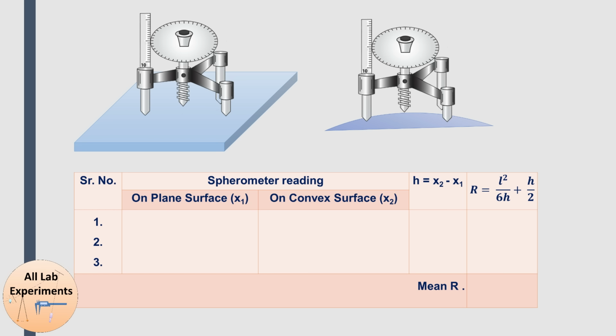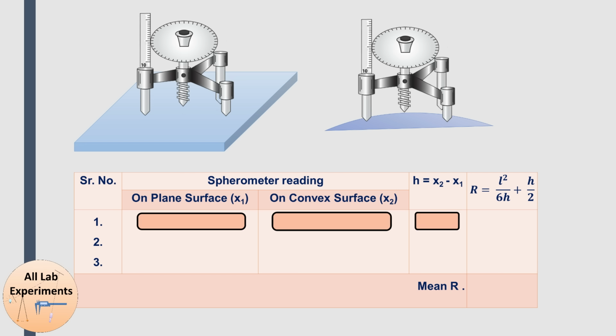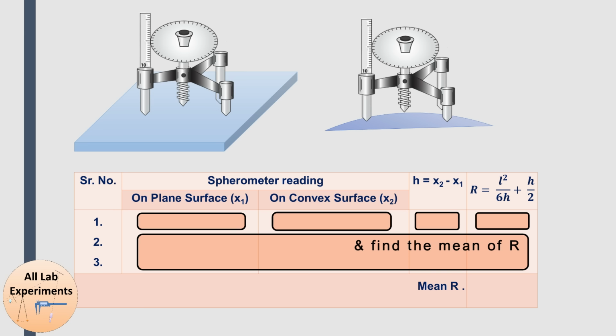So basically in the second column we are going to write its reading on the plane surface, and in the third column we are going to write its value for the convex surface. Finally we can take their difference as the value of h. As we have already calculated the value of L, we can calculate the value of R, which is the radius of curvature. For better accuracy, we are going to repeat this step 2 more times.